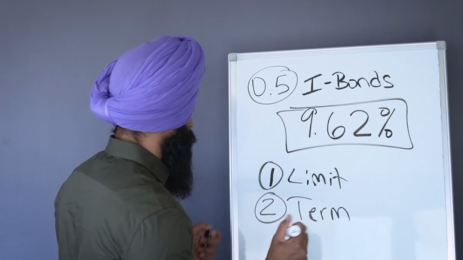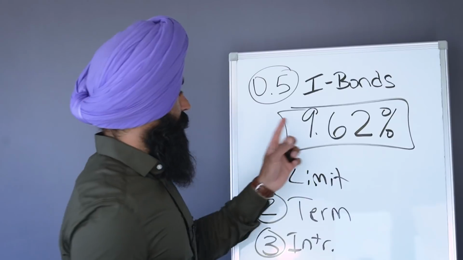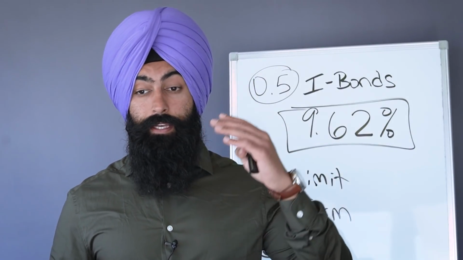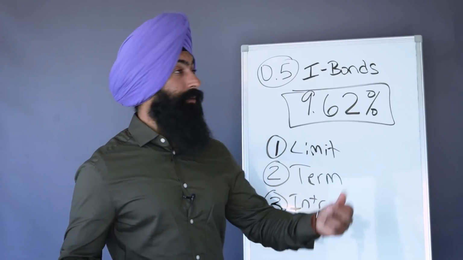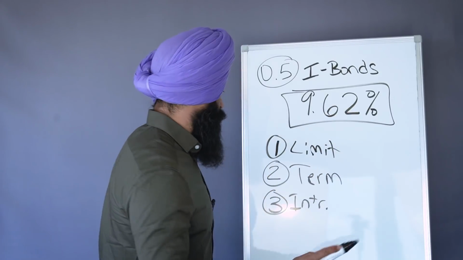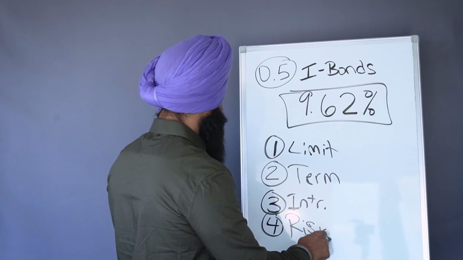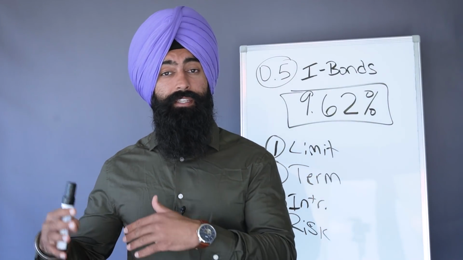The third thing that you have to understand is going to be interest rates, because the interest rate that you're getting is not consistent, it's variable, it's going to be changing based off of inflation, and if inflation starts to go down, in theory, your interest rate should also go down. And then the fourth thing is the risk. So I personally am not a huge fan of investing my money in bonds because the returns, especially on treasury bonds, tend to not be very good.